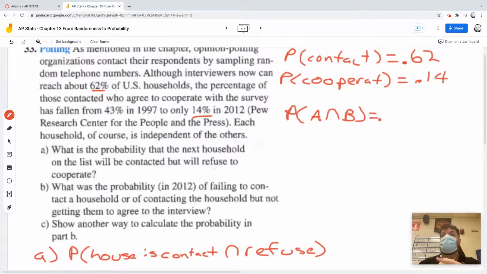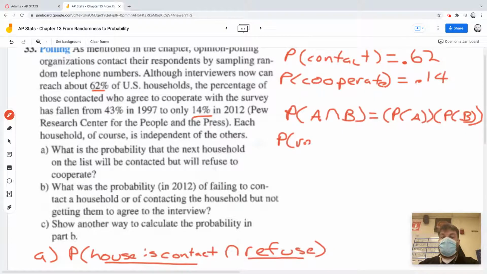Actually, you multiply them. Oh, yeah. They're both correct. Right? So you're going to say the probability of A times the probability of B. So this is my A, this is my B, and I'm going to multiply them. But how do I figure out the probability of them refusing?